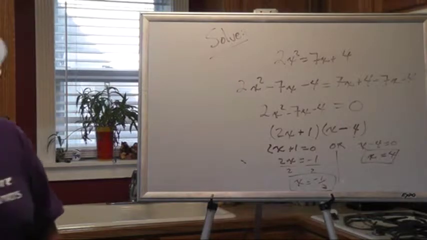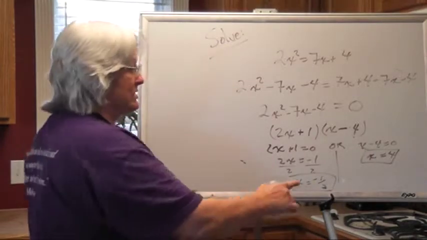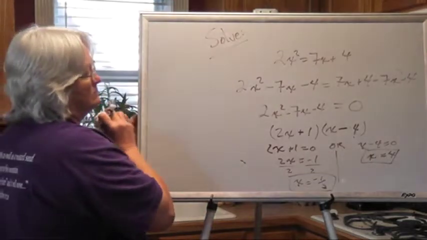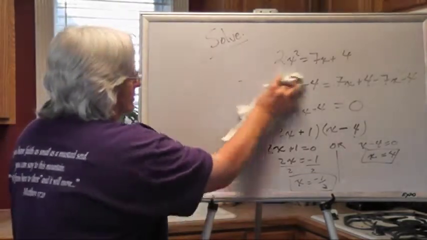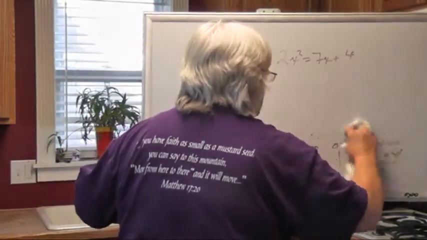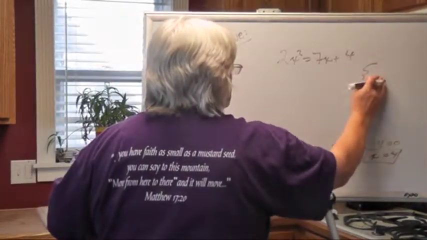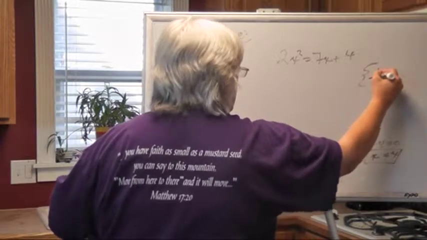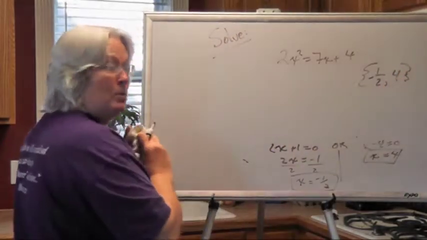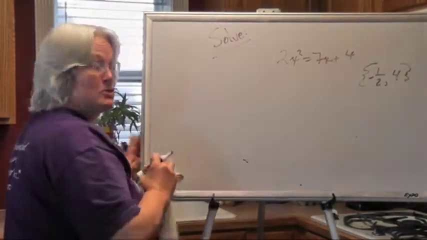So how are we going to see if these values are correct? Well, you substitute it into the original equation. I'm going to go ahead and erase my work here. I'm going to write my proposed solution set. X is equal to negative 1/2 and 4. This is what we want to check as possible solutions to this original equation.